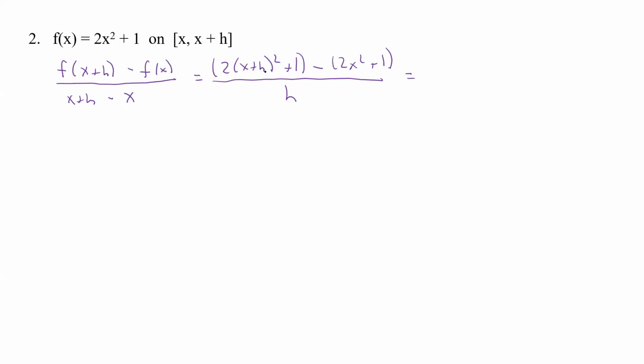Now we have to square x plus h, and when we square that, that's going to give us x squared plus 2xh plus h squared. We can replace that here, and then we take 2 times that. So we're going to have 2 times x squared plus 2xh plus h squared. And then minus. If we distribute the minus through here, that's going to be minus 2x squared minus 1. All right, and that's still all over our h.